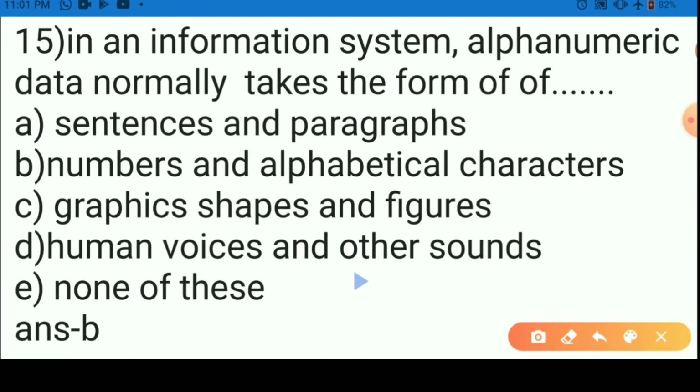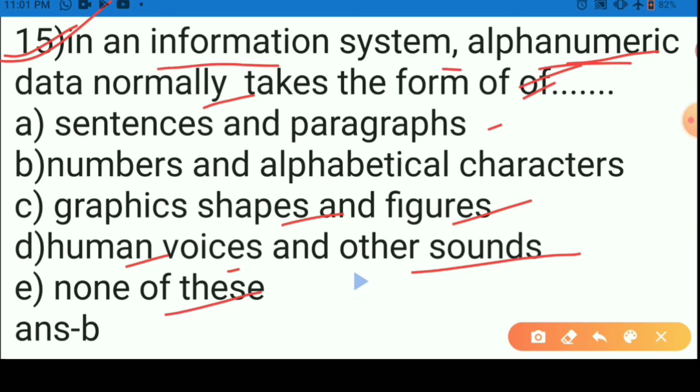Last question is 15. In an information system, alphanumeric data normally takes the form of sentences and paragraphs, numbers and alphabetical characters, graphics, shapes and figures, human voices and other sounds, none of these. In an information system, alphanumeric data normally takes the form of numbers and alphabetical characters. Right answer is option B.